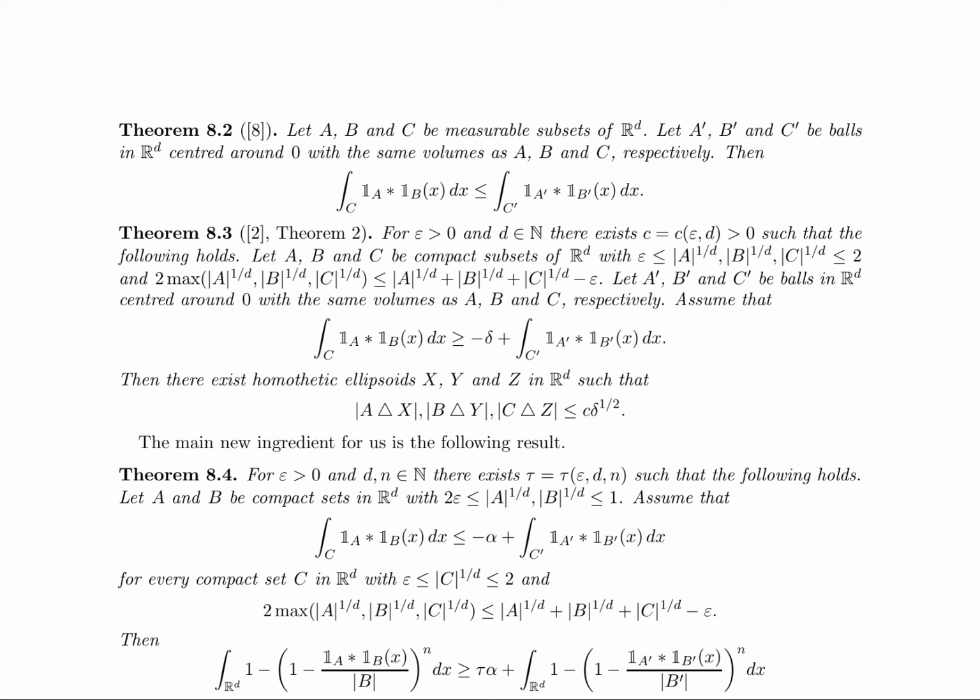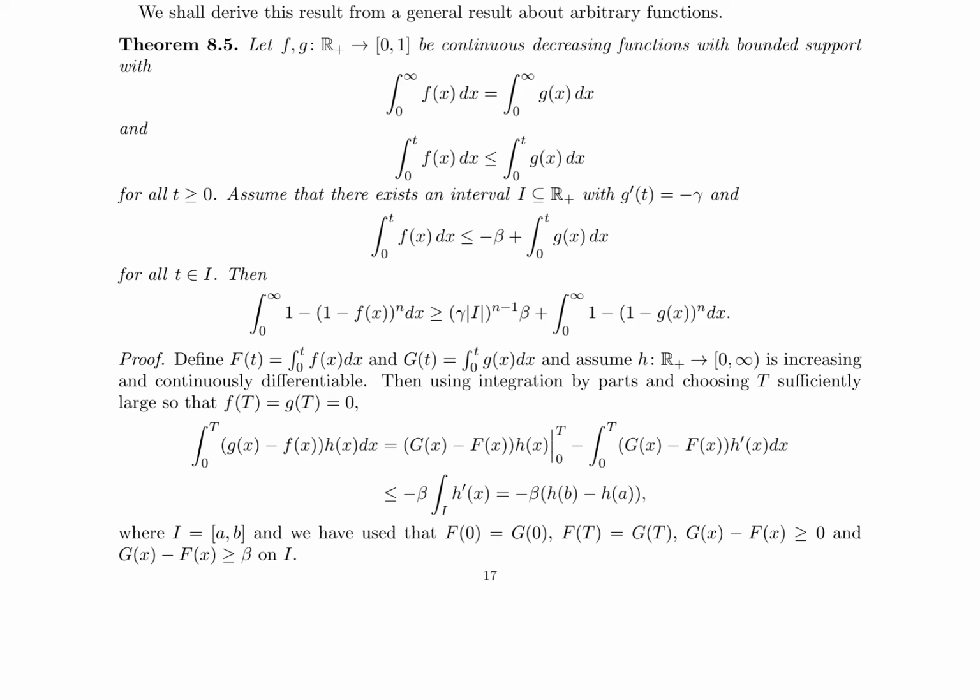Theorem 8.2 establishes a precise connection between measurable subsets and their associated balls, setting the stage for subsequent results. Theorem 8.3 introduces the concept of compact subsets and their homothetic ellipsoids, which play a vital role in understanding the geometric structure of these sets. Building upon this, Theorem 8.4 ensures the existence of homothetic ellipsoids for compact sets subject to specific volume constraints, further solidifying the connection between sets and their volumes.